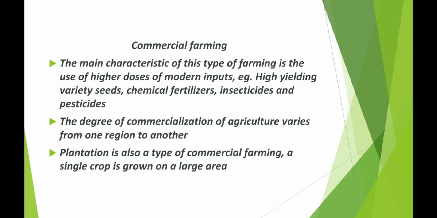Plantation is also a type of commercial farming. In this type of farming, a single crop is grown on a large area. The plantation has an interface of agriculture and industry. Plantations cover large tracts of land using capital intensive inputs with the help of migrant laborers. All the produce is used as raw material in respective industries.